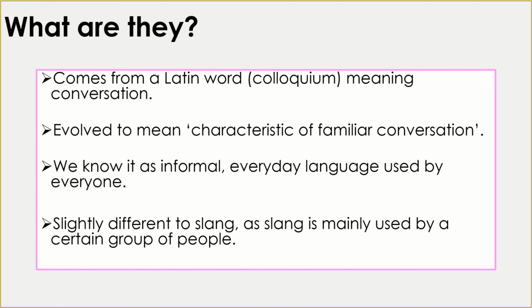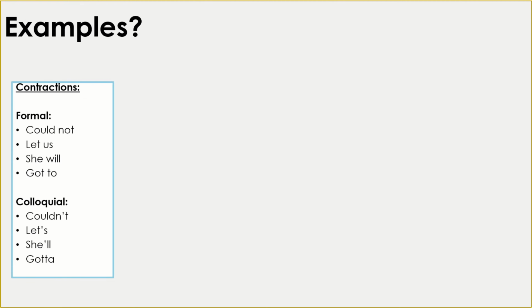Let's consider some examples so that we get a clear picture. Contractions are a type of colloquialism. So saying couldn't instead of could not, let's instead of let us, she'll instead of she will, or gotta instead of got to. We wouldn't really find, or shouldn't really find, the colloquial versions in formal essays, but we would find them in everyday speech. These contractions are used by pretty much everyone, and not just one specific group.